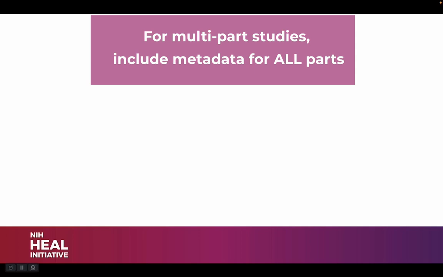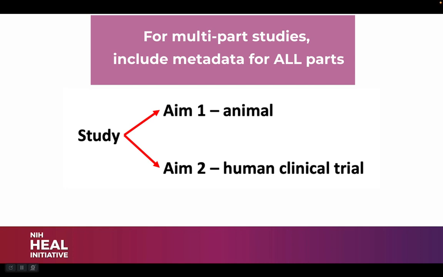For multi-part studies, include metadata for all parts. Many investigators have projects with different aims, and there may be different study efforts to target each aim. For example, perhaps one aim will describe a study in animals, and another aim will describe a clinical trial in humans. In this case, choose metadata that describe all aspects of your study.